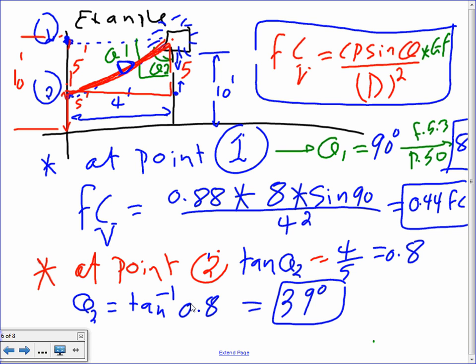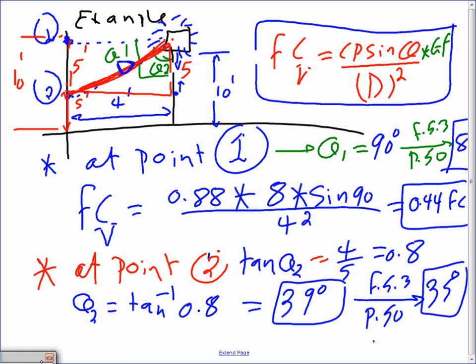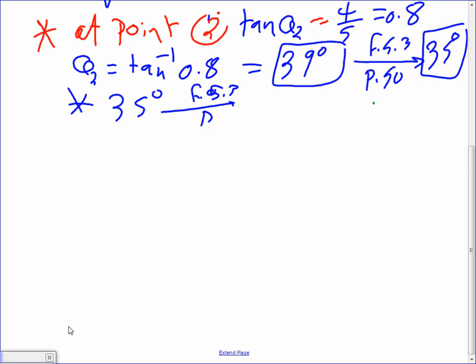So this one, guys, you're going to take to Fig 5.3, page 50. Because I don't have 39, I need to go to the closest. Can anybody tell me what's the closest? 35 degree. So I need to go to the closest, 35, because I don't have it. Then I continue with the calculation based on 35 degrees. Take this one, the same thing, to Fig 5.3, page 50.